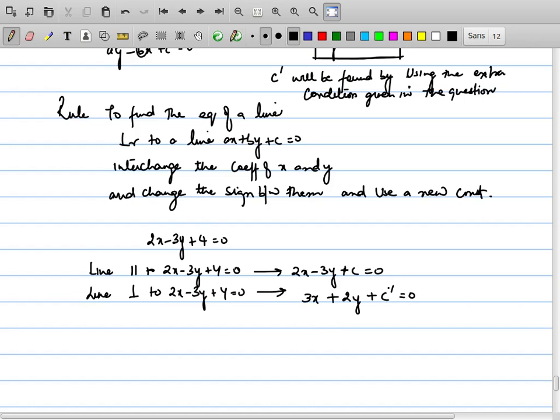Now by using this method, you don't have to first find the slope of the line, then use m1 into m2 equals minus 1, then use y equals mx plus c. All that stuff is now eradicated. You can simply write the form of the equation directly.